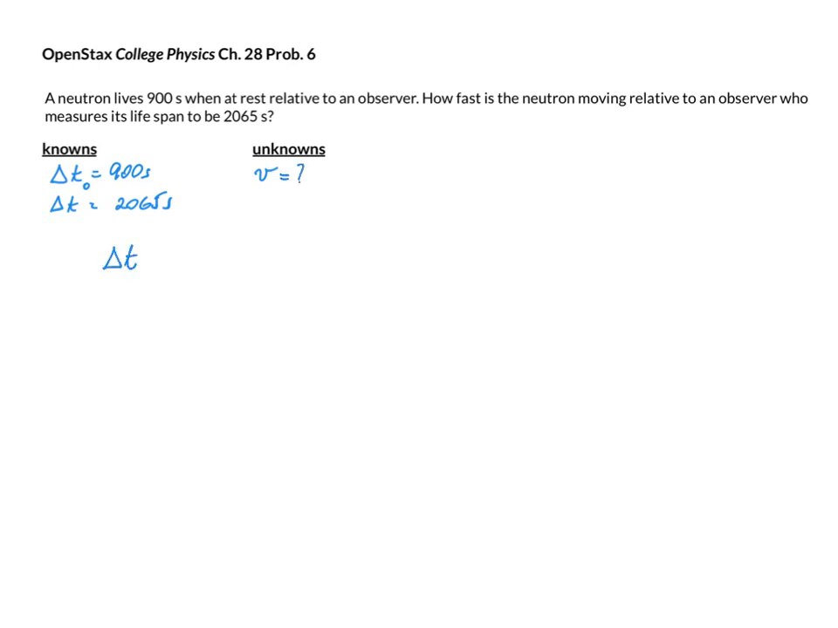All right. The equation for time dilation is this. Delta t is delta t naught over square root 1 minus v squared over c squared. So we're looking for v. That means that I can rearrange this. So I have delta t naught divided by delta t is square root 1 minus v squared over c squared.